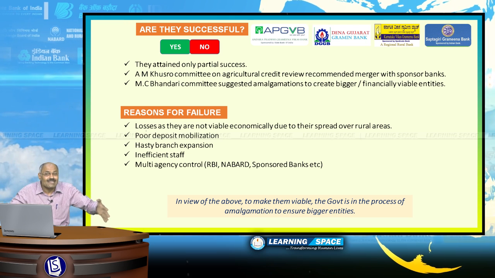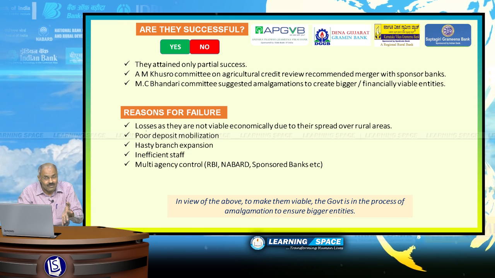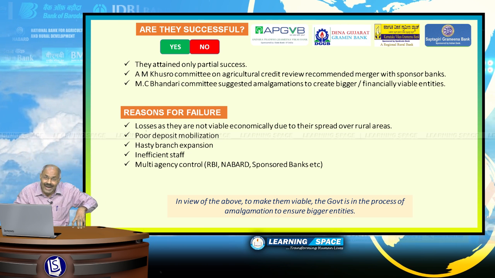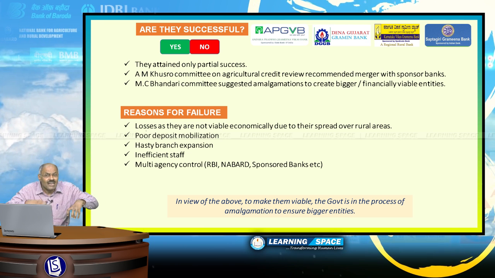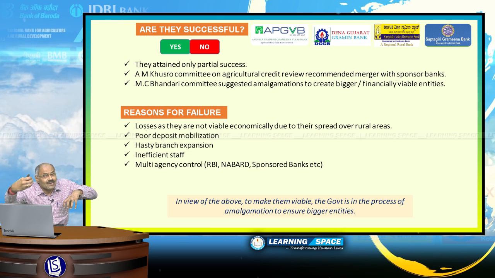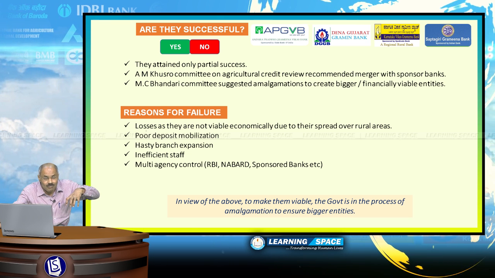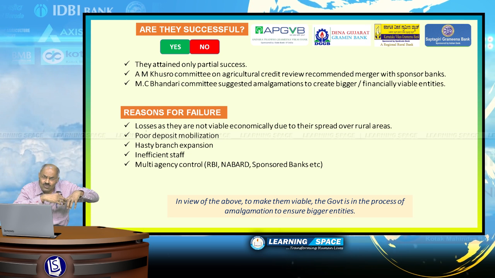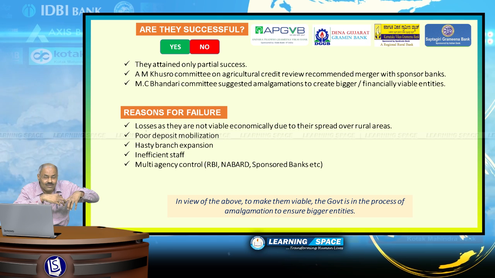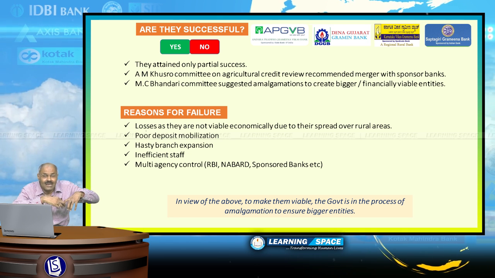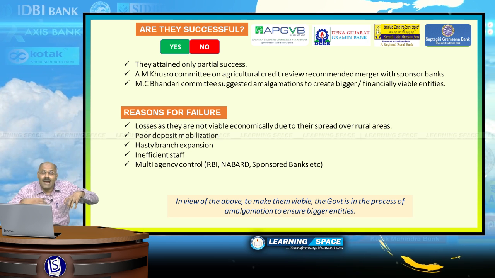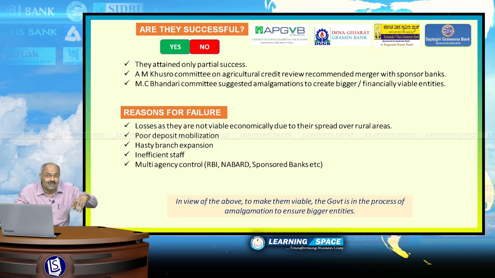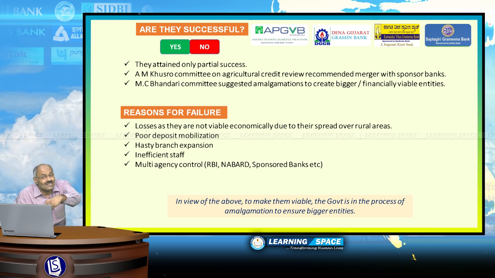Next important aspect is inefficient staff. Why? Because the parent bank used to send inefficient staff to their rural bank branches. The sponsor bank used to send officers and staff who are dubbed as inefficient to these banks. That is one reason, and after going to these banks, they become much more lethargic because they are situated in rural areas.